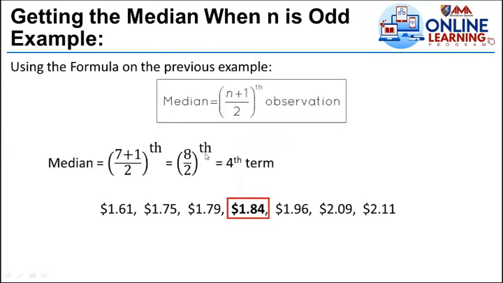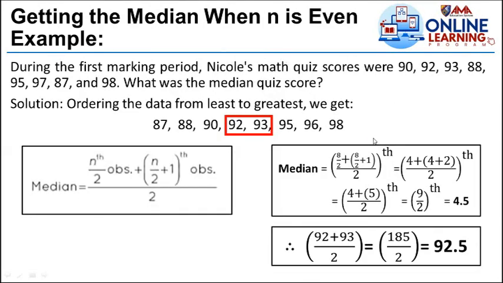Okay? Kaya sabi niya dito, 7 plus 1 divided by 2, 8 all over 2. So we have the fourth term. So 1, 2, 3, 4. The fourth term is 1.84. Okay? Next, we have your even data sets.